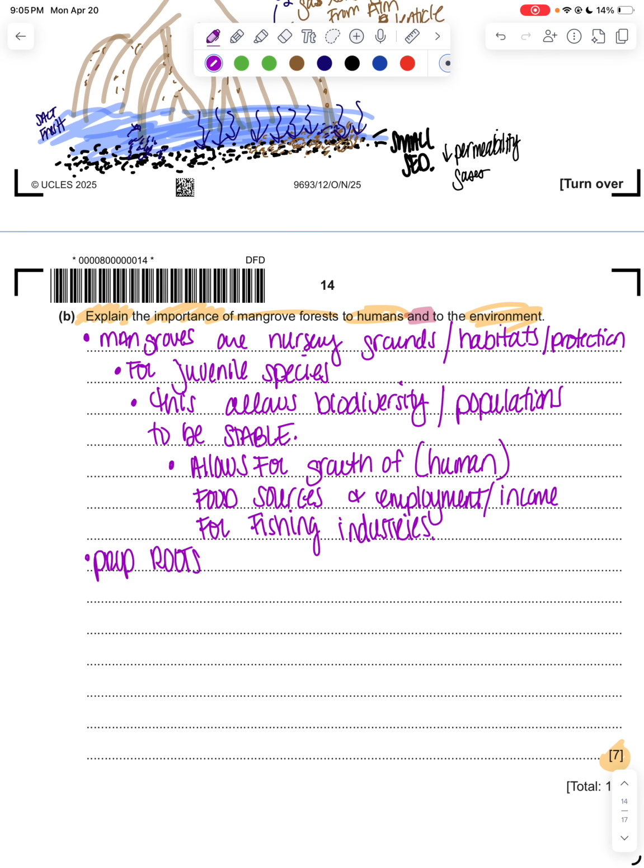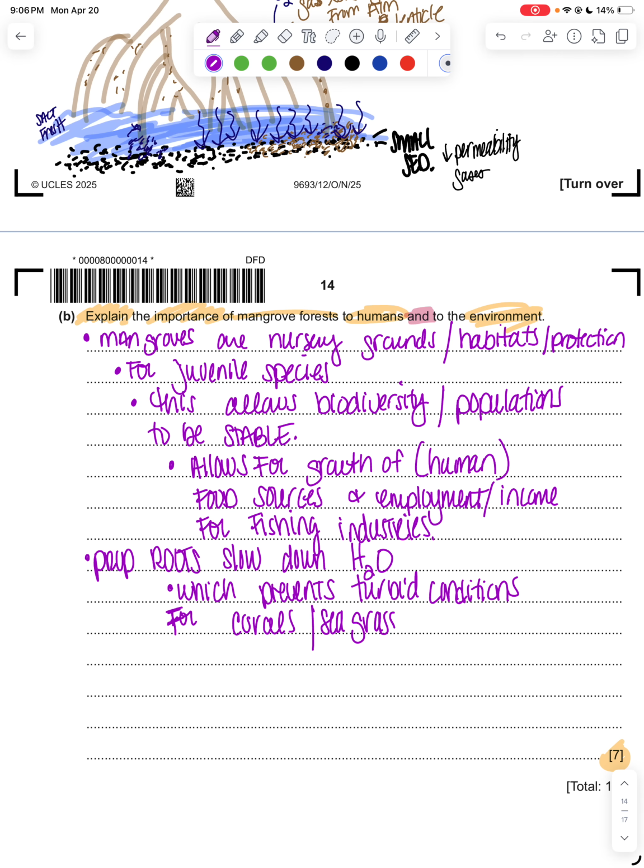Again, these answers do not have to go in this order. I'm going to talk about their prop roots, allowing for good conditions for our producers. Prop roots slow down water, or they trap sediment, which prevents turbid conditions or turbidity for corals. Remember, corals like clear water, but they also don't want any sediment to settle in their little coral polyp mouth.